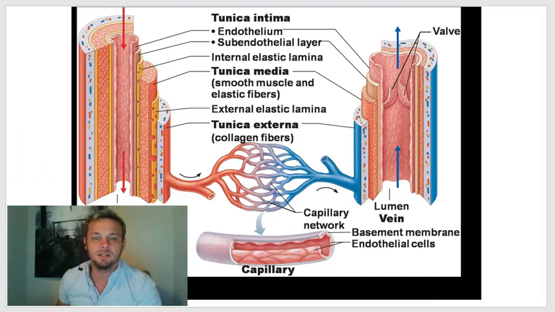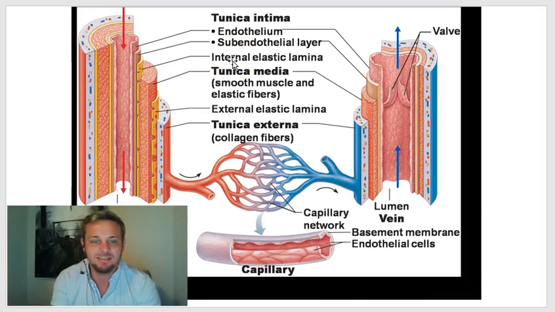A different way to look at this: here you can see the artery again, that tunica interna, or that simple squamous, and then you see a subendothelial layer. It's similar to this basement layer that you see in the capillaries. Both your arteries and your veins have that. And then the arteries have an extra internal elastic lamina.